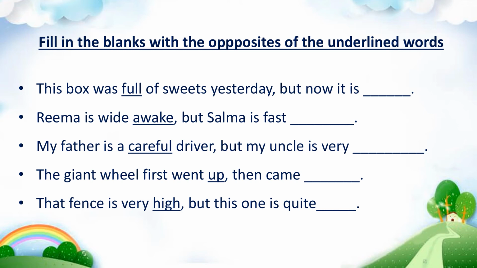Here is one activity. Fill in the blanks with the opposites of the underlined words. So a few sentences are given and they have underlined words. We have to write the opposites of those underlined words. The first sentence: this box was full of sweets yesterday, but now it is dash. Now tell me in which word the underline is given?